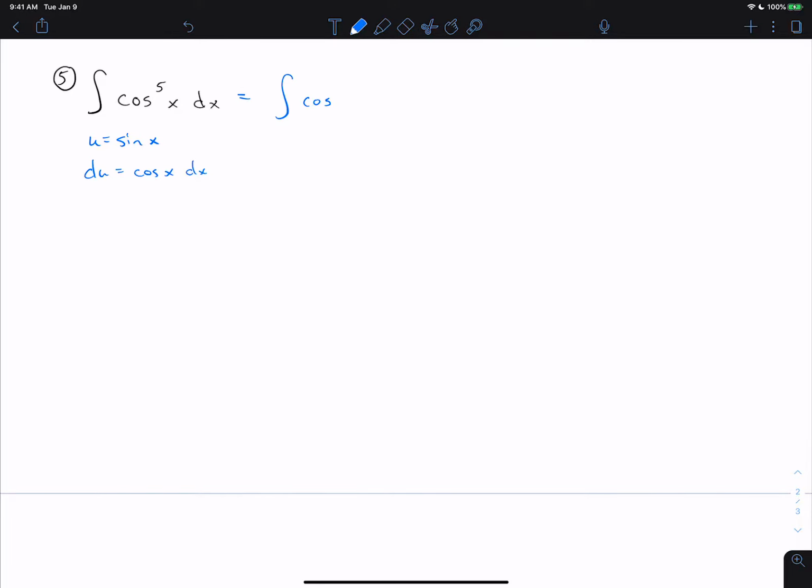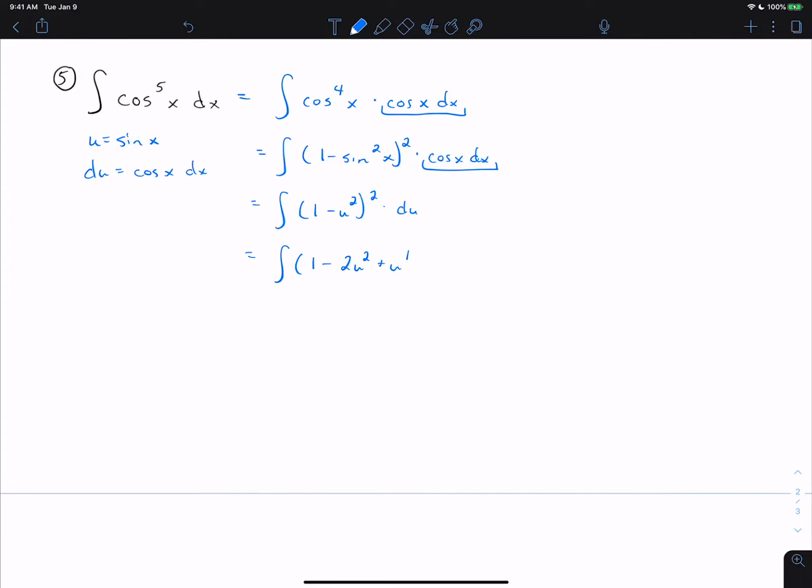So to get du, we're going to split off one of the cosines. We're going to reserve that cosine for du, and we're going to rewrite cosine to the fourth in terms of sine. So this is why this will work out, because now this is in terms of u. So we get the integral of 1 minus u squared, squared, times du. We expand that and get 1 minus 2u squared plus u to the fourth du.